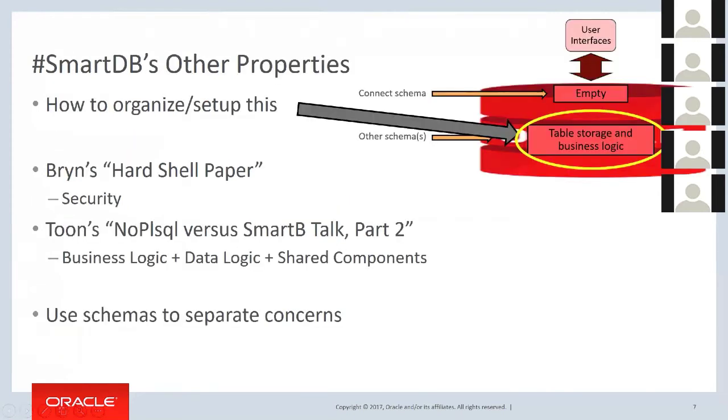Now, there are other properties when we talk about SmartDB, but the main property is this empty schema that can only do API calls. The other properties have to do with how you organize everything that you have to build within the database, all this PL/SQL and the tables and the views, etc. And as the other properties we deal with, or Bryn specifically deals with in his hard shell paper.